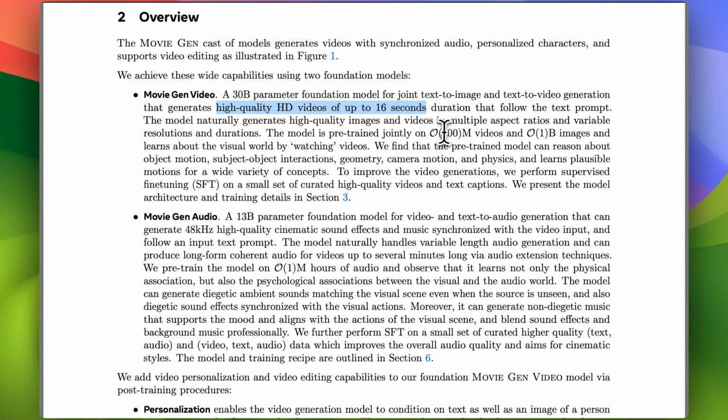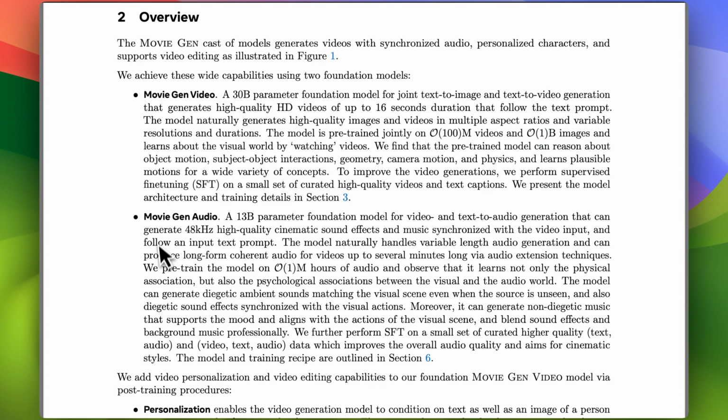It was trained on around 100 million videos and 1 billion images, and that helps it to have a very good world model and physics, camera motion, geometry, interaction, as you can see over here. So this is the one model.